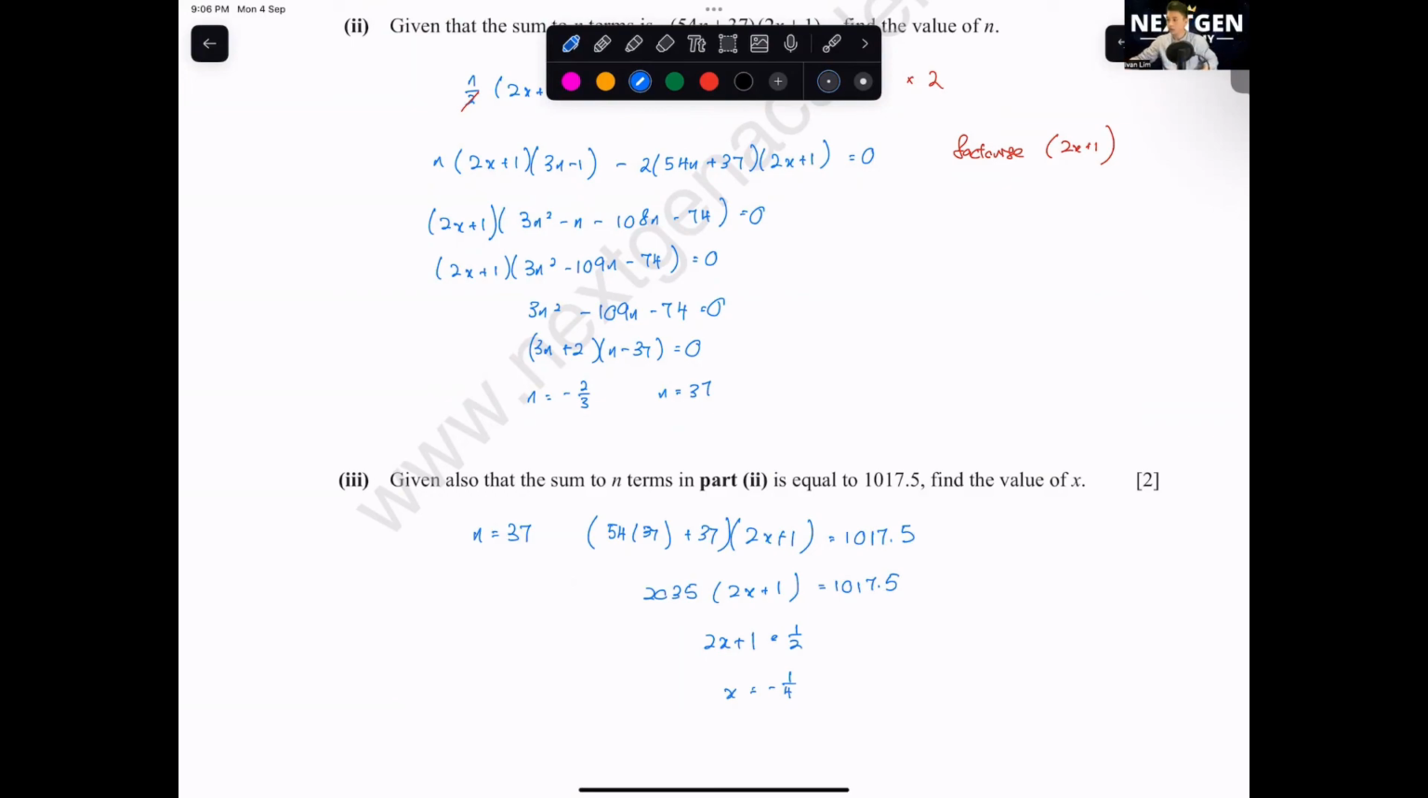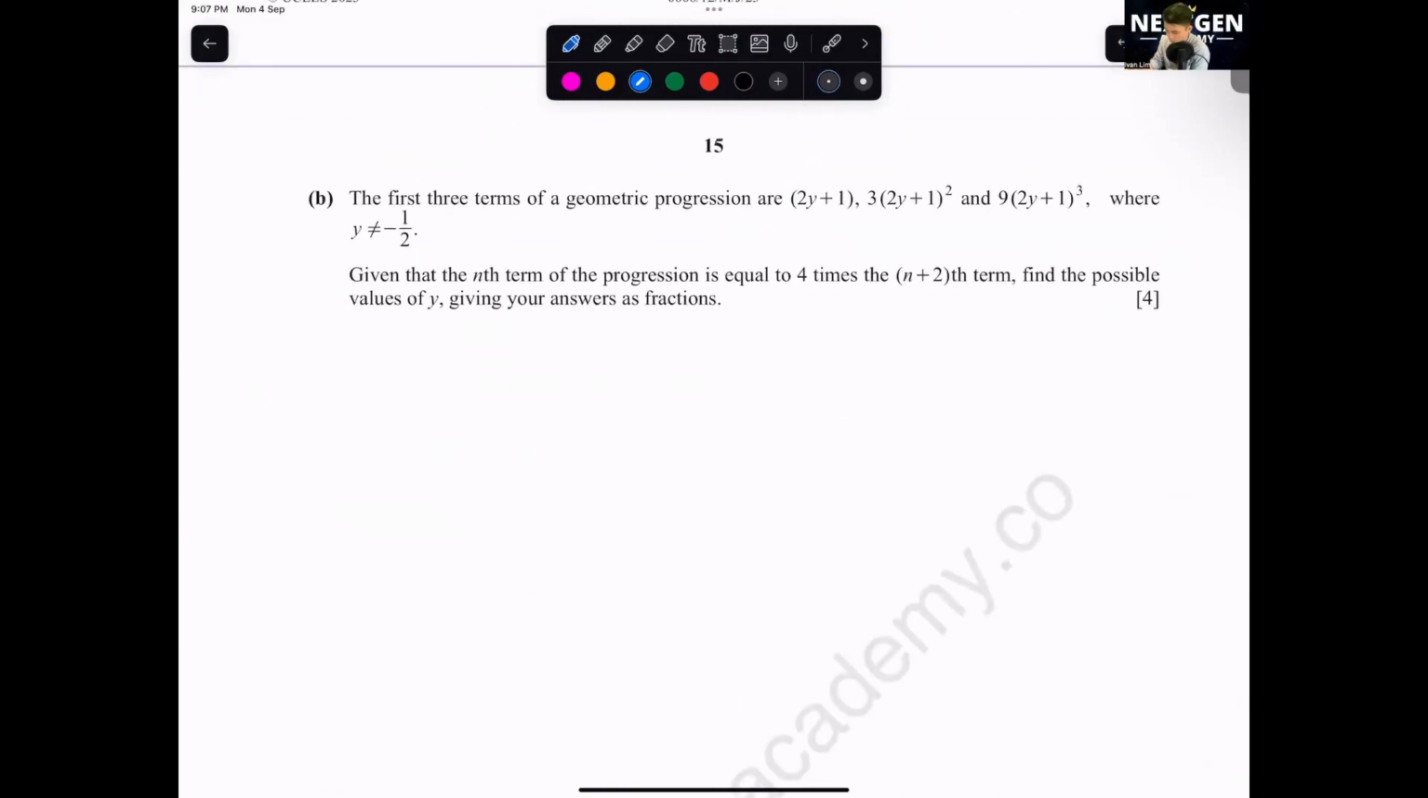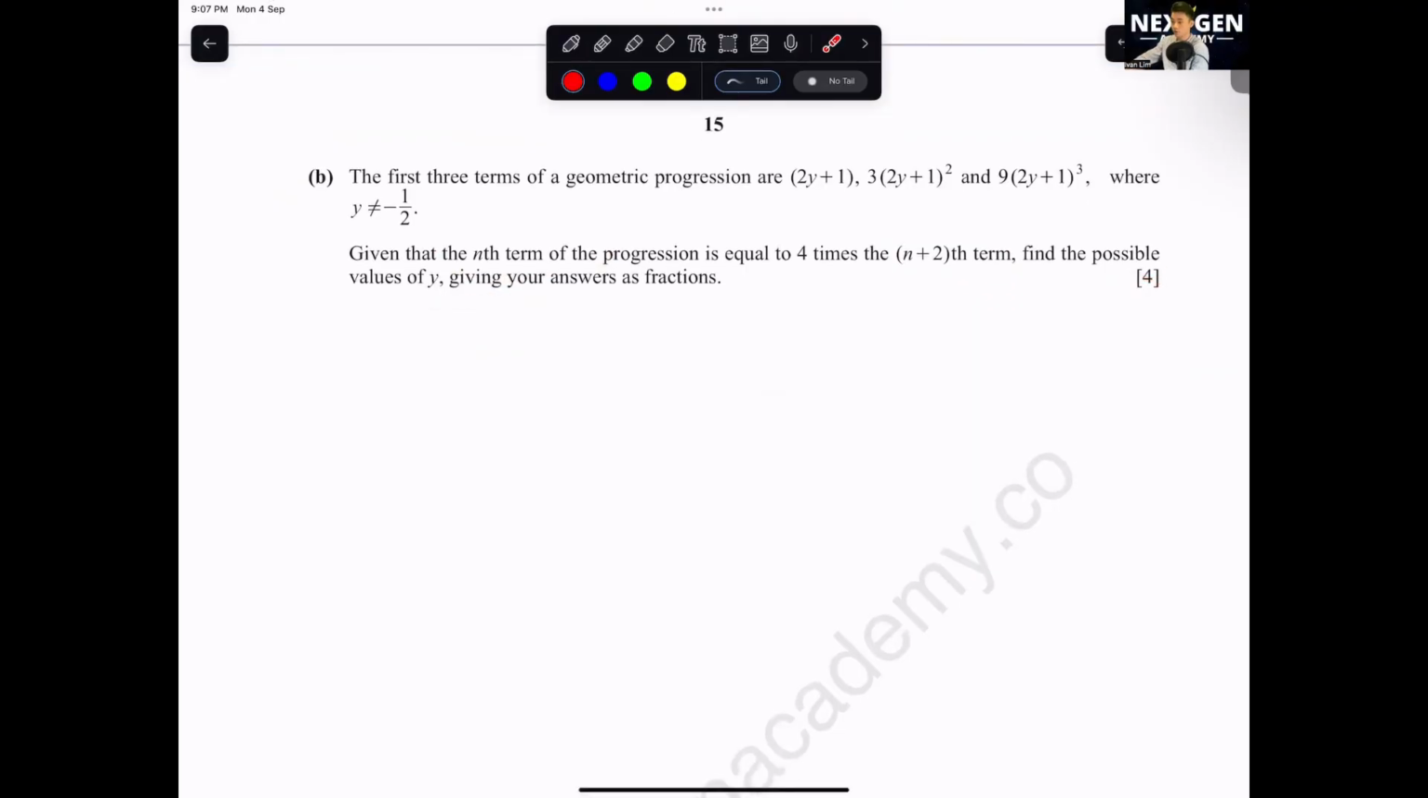Okay. Last one. Last two. Okay, a 4 mark and a 3 mark question. Okay, the first 3 terms of a geometric progression are these. Given that the nth term of the progression is equals to 4 times the (n plus 2)th term, find the possible values of y, giving your answers as fractions. Okay, I'm going to find what is my a and my r first. A is 2y plus 1. R, 3. Okay, you just take the second term divided by the first term. So here you'll get 3 bracket 2y plus 1.